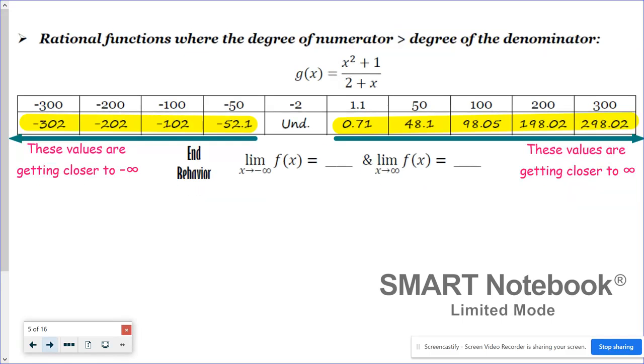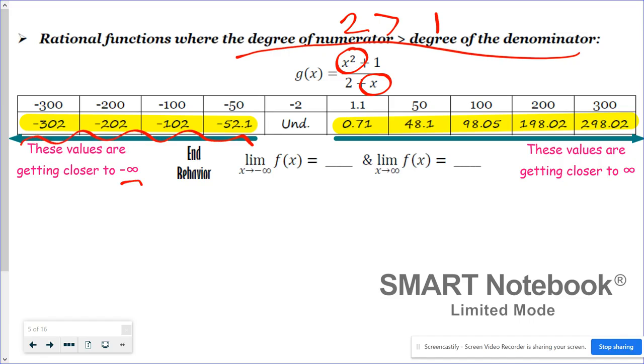And finally, there's case number 3, where the degree of the numerator is greater than the degree of the denominator. Check this out. So g of x, the numerator, its leading term is x squared. The denominator has a leading term of x. So we've got in the numerator degree 2 and in the denominator degree 1. So the numerator is bigger. Check out this end behavior. On the left, these values are getting closer and closer to negative infinity. And on the right, the values are getting closer and closer to positive infinity. So it's an infinite end behavior.